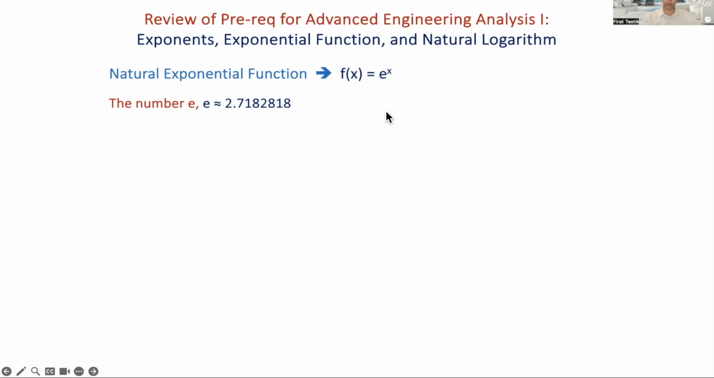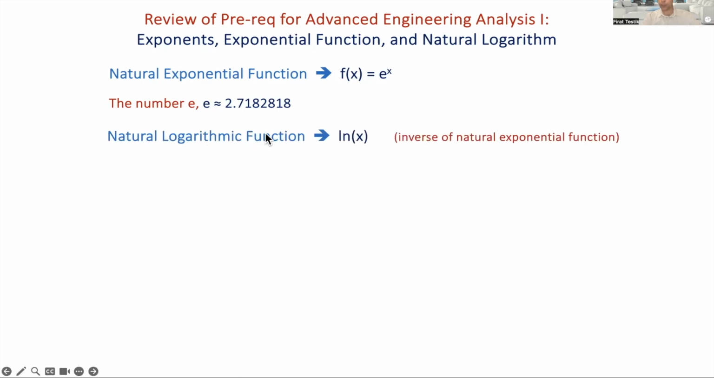Now let's go over natural logarithm function, and then we will see how natural exponential function and natural logarithm functions are related. Natural logarithmic function is defined as ln x. x is the argument. This ln is for the natural logarithm. And natural logarithm and natural exponential function are inverse functions, and we will get to this point very soon.